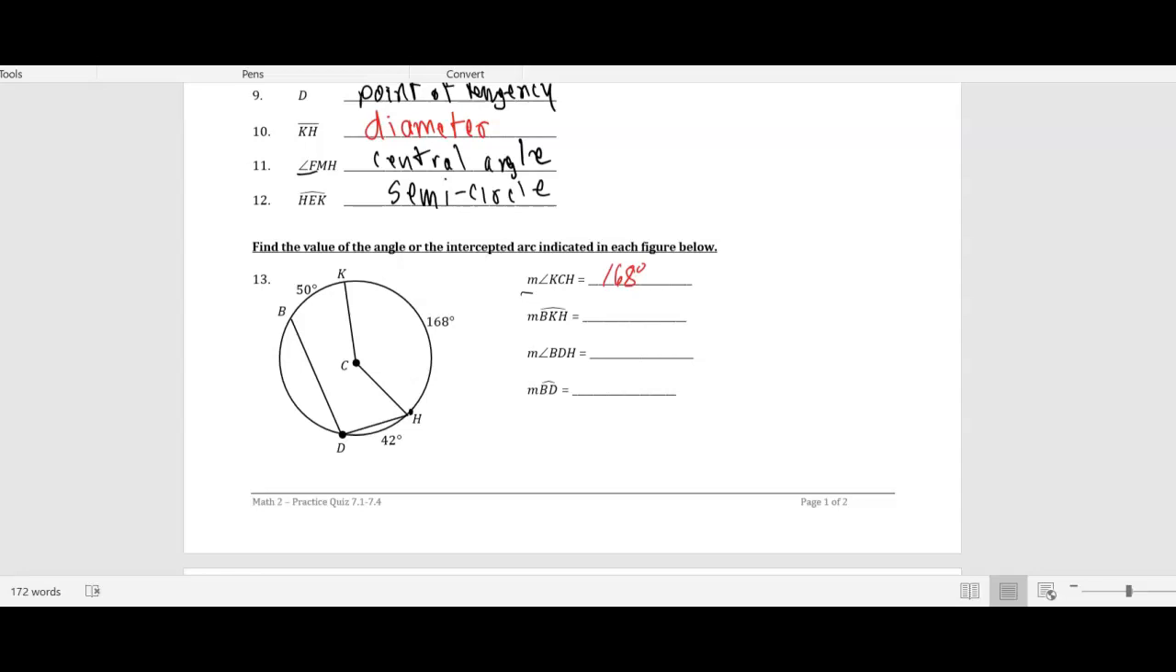Measure of arc BKH. So here's B, here's K, here is H. So if we wanted the degree measure of this arc here, then it's the sum of 50. That got us from B to K. And then we want to continue from K to H. So we would just do the 168 plus 50. And then that would be 218 degrees.